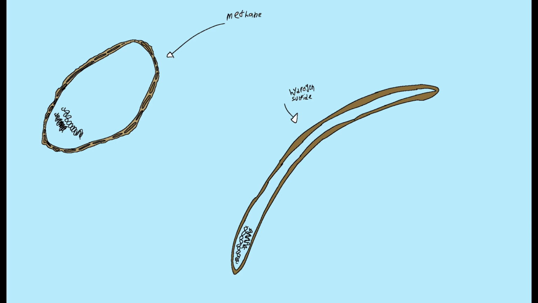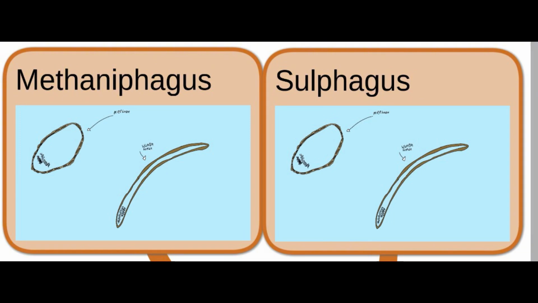The hydrogen sulfide eaters would possibly enclose, surround the methane producers, and as they keep growing and growing, the outside of them will keep growing and growing too. Here's what the colonies could look like possibly. We will name these creatures methanophages and sulfaphages respectively.